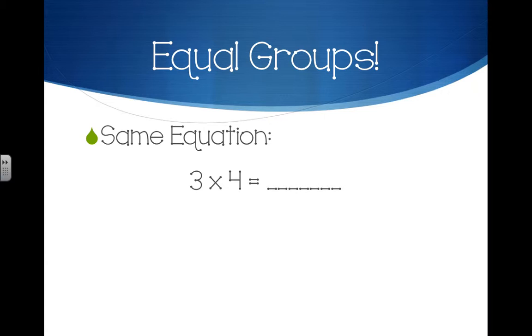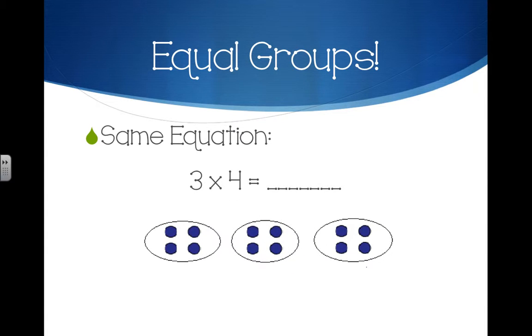Next, we will practice some equal groups. We're going to use the same equation, 3 multiplied by 4 equals blank. Here's an example of 3 groups of 4. If you look, there are 3 groups, and there are 4 blue circles in each group. Let's practice skip counting. 4, 8, did you all say 12? Your product for this equation is 12.